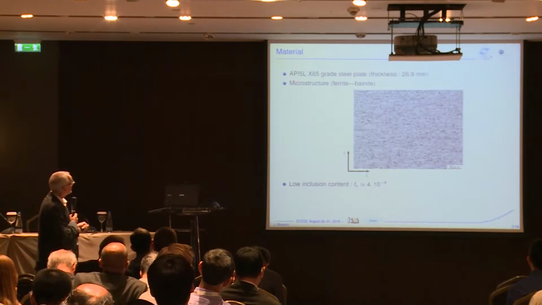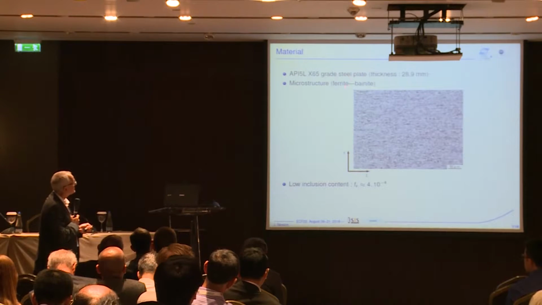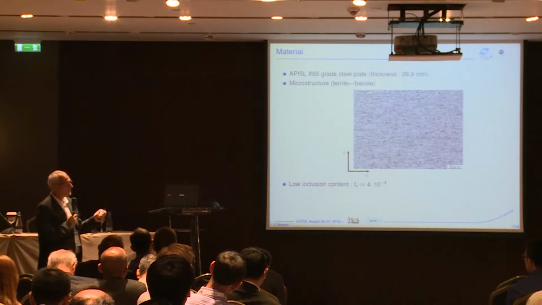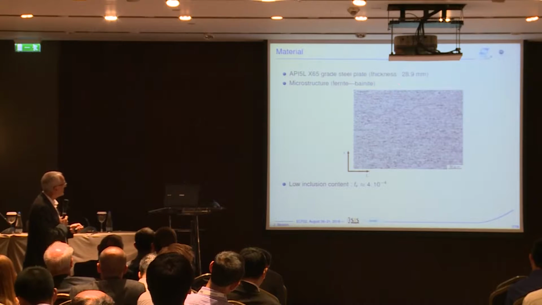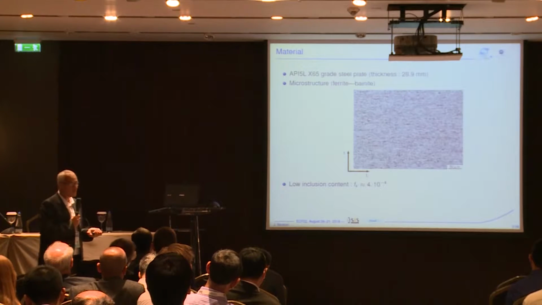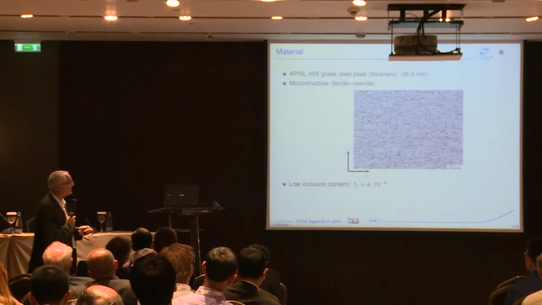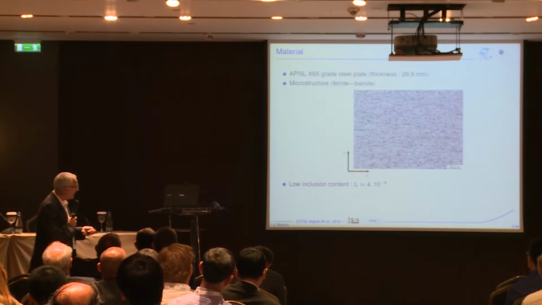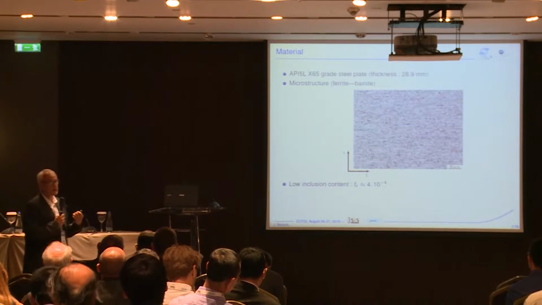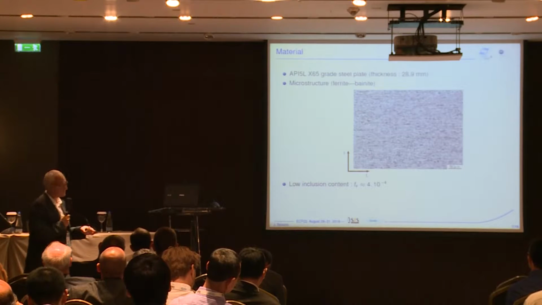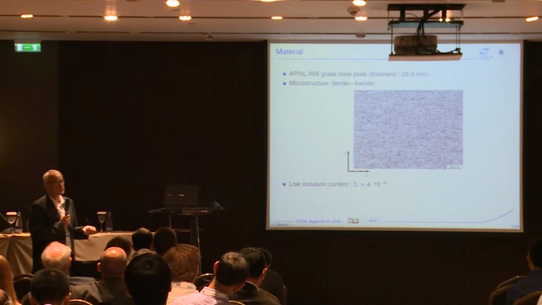So this study was done on this material, so it's X65. It was supplied as a plate, and its thickness was slightly below 30 millimeters. Microstructure is quite standard ferrite bainite. As I said, it's a very modern steel, so the sulfur content is very low, and we have a very low inclusion content. And these inclusions, which are nitrides or sulfides, they are the sites for ductile damage initiation. Our evaluation of the volume fraction is 10 to the minus 4, so that's very low.